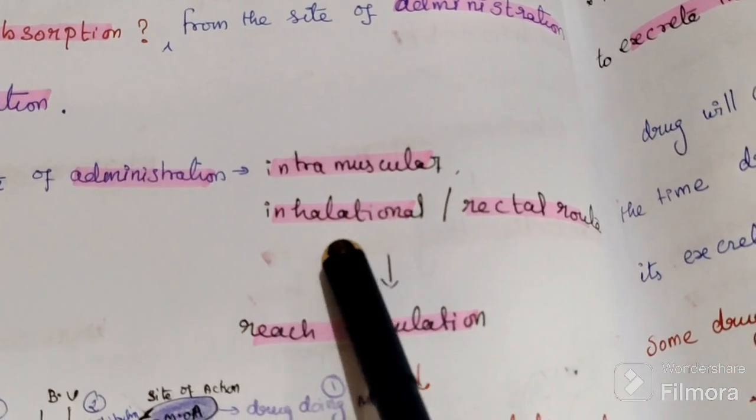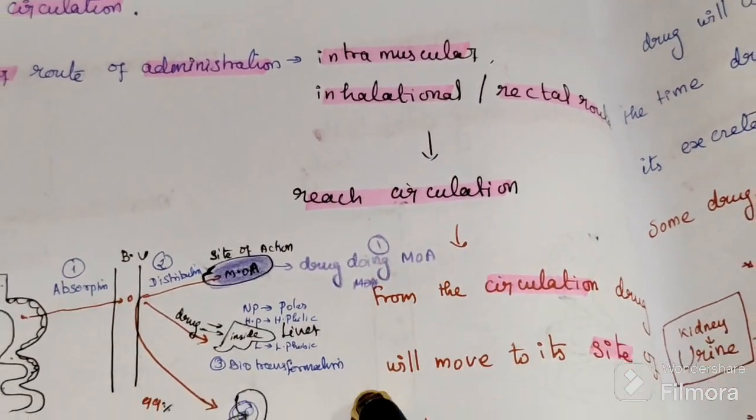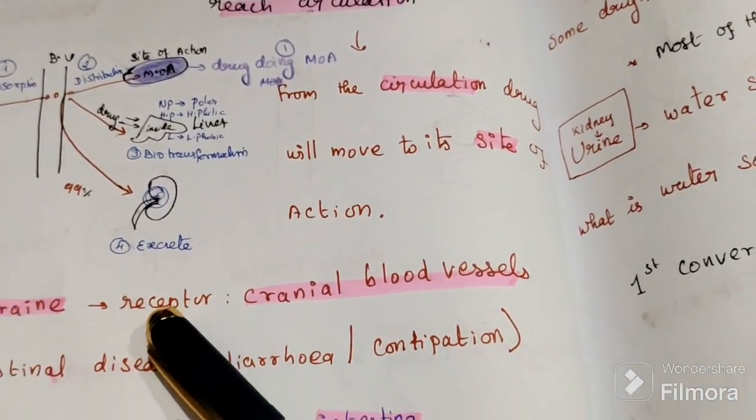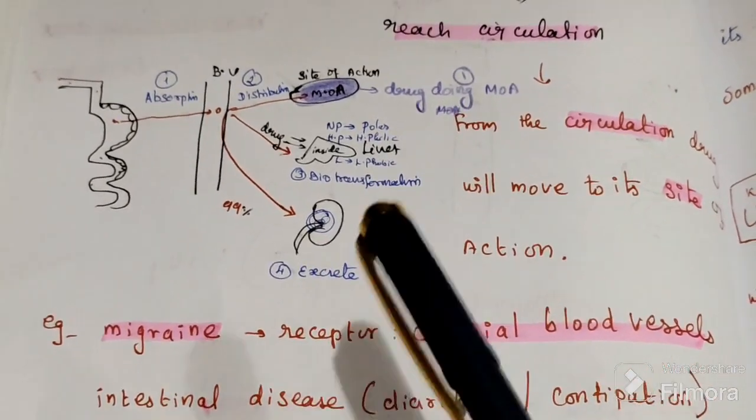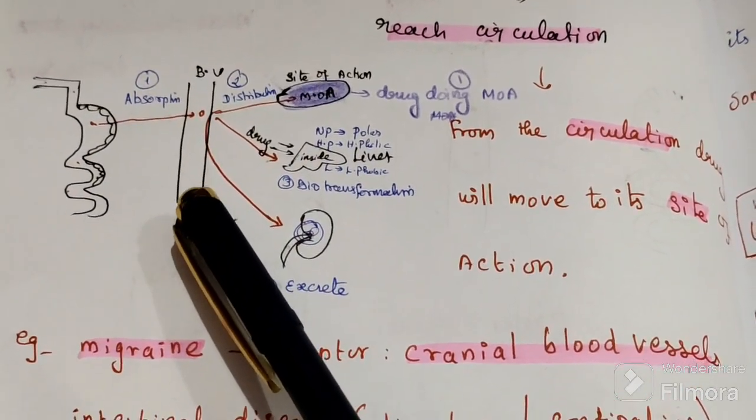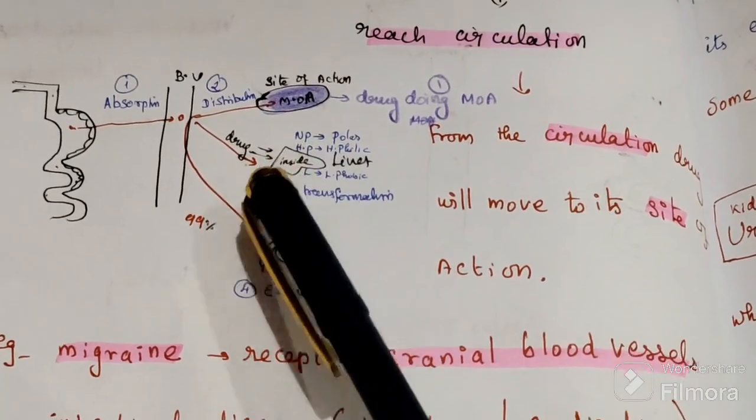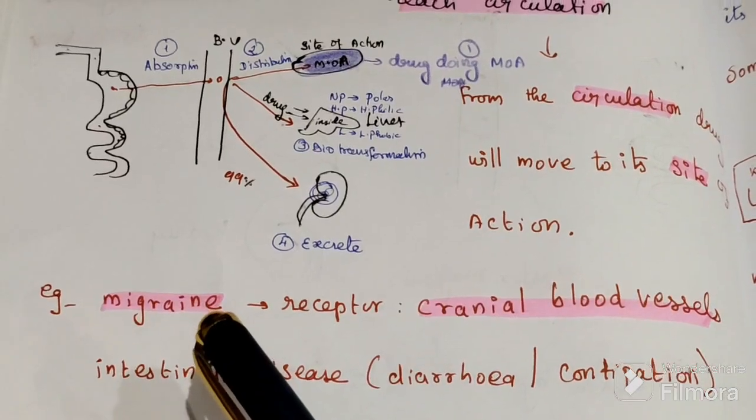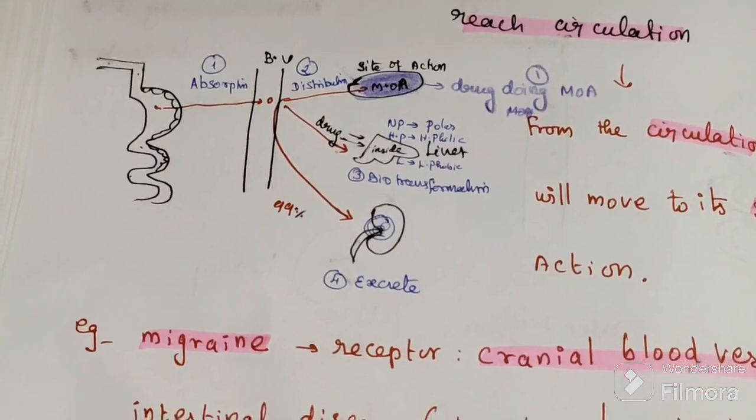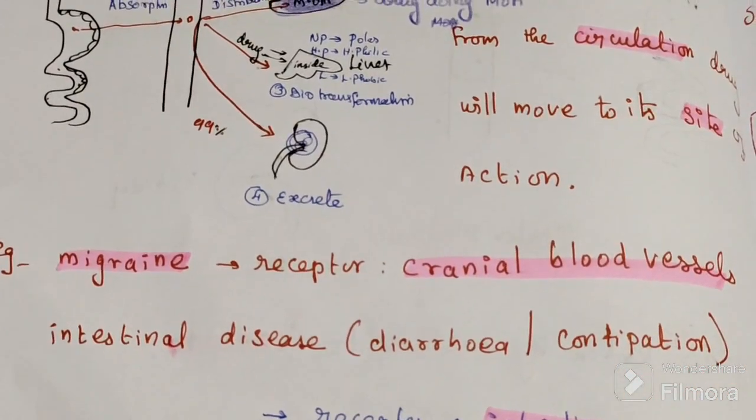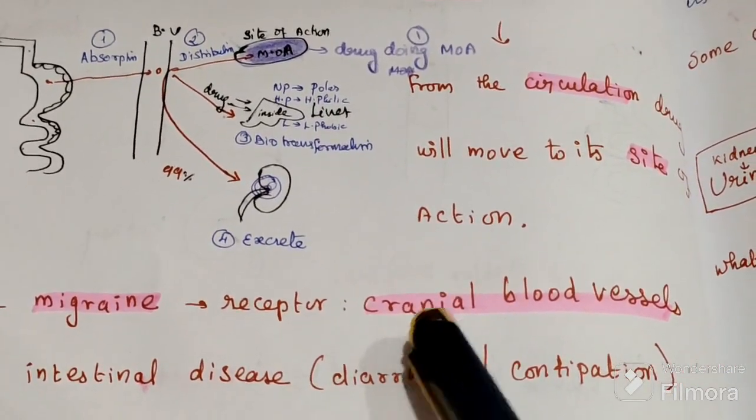Other routes, intramuscular, inhalational and rectal, also reach the circulation. Now the drug is in the circulation, and from the circulation the drug will move to the site of action. If I have migraine, the receptor of the drug is supposed to be in the cranial blood vessels.